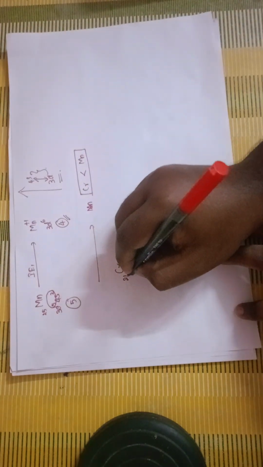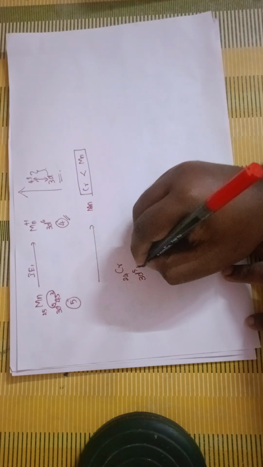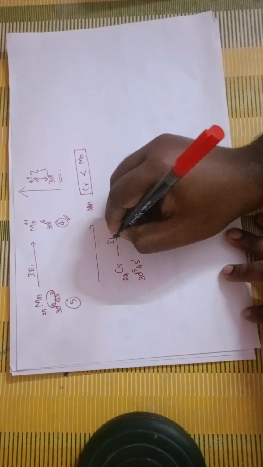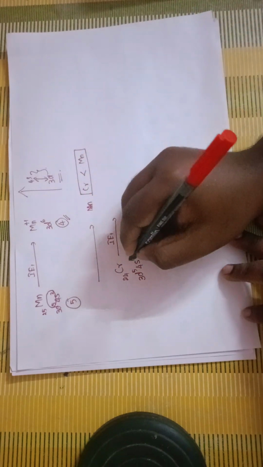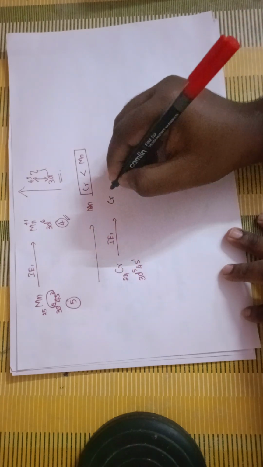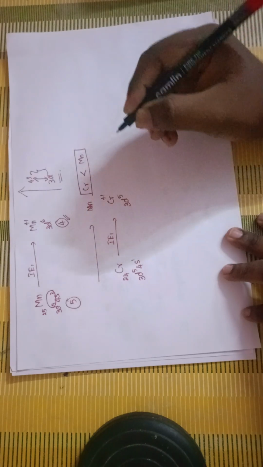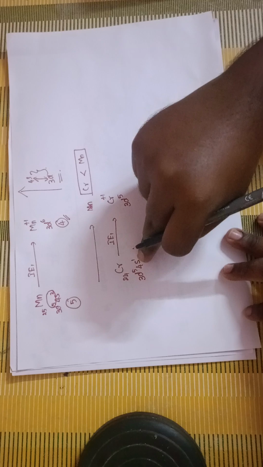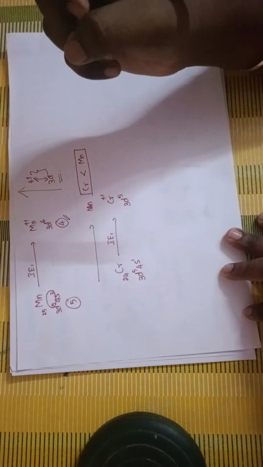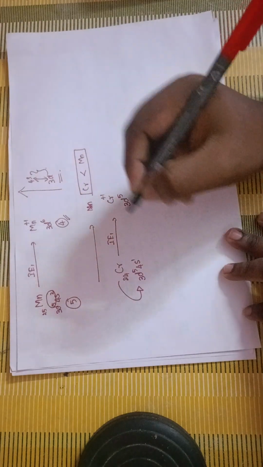Chromium 24, configuration 3d5 4s1, right? You are supplying IE1. Here how many electrons? 6 electrons. Remove 1 electron, Chromium plus 1. Now the configuration will be 3d5. Don't consider that we are removing the electron from 4s. Just add all the electrons, then remove the electron. Okay. Chromium, try to remember how to write the configuration.